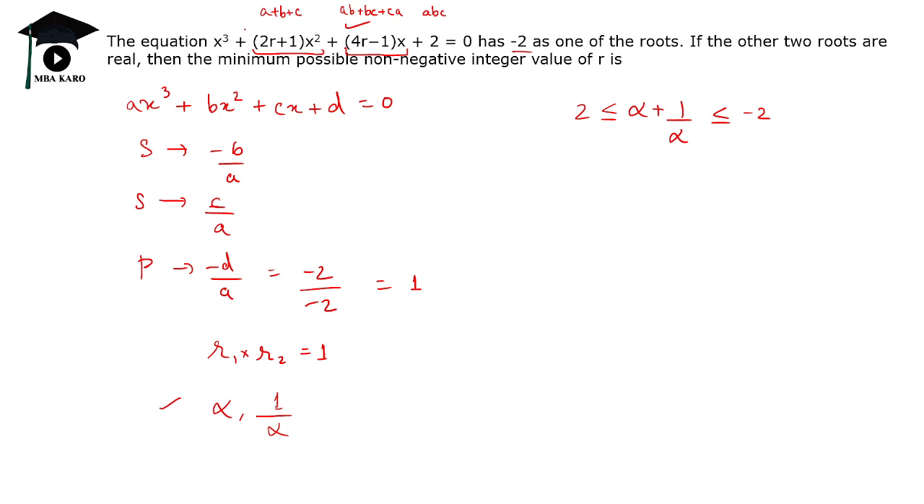Now we will talk about the sum of the roots. The sum of the roots is −b/a, which is −(2r+1), so the sum of the roots is −2r − 1. And this is equal to alpha + 1/alpha − 2. So alpha + 1/alpha becomes −2r + 1, so this can be replaced by −2r + 1. It is in this range.